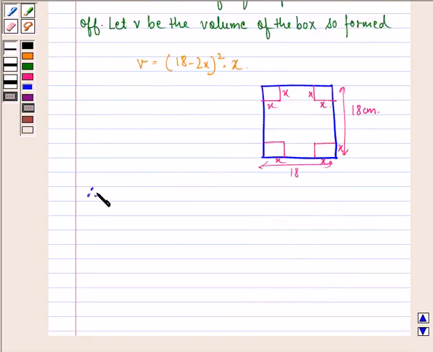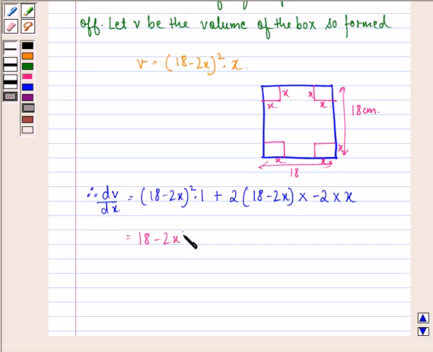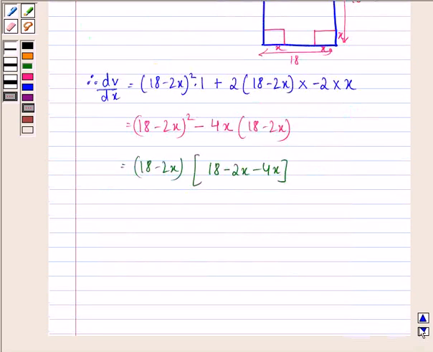Therefore, we can say that dV by dx is equal to (18 minus 2x) the whole square into 1 plus 2 into (18 minus 2x) into minus 2 into x. This is equal to (18 minus 2x) the whole square minus 4x into (18 minus 2x). This is equal to (18 minus 2x) into (18 minus 2x minus 4x). This is equal to (18 minus 2x) into (18 minus 6x).